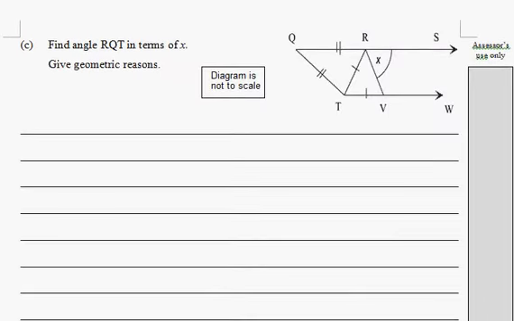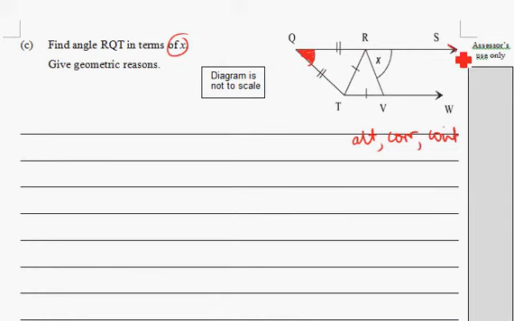Right, there's no numbers in this question. Once again, we've got parallel lines, so we need to be thinking about that. We need to be thinking about alternate, corresponding and co-interior. Find angle RQT, so we're looking for this one. We need to find that in terms of x, which just means that instead of using numbers, we're going to have to use a bit of algebra. We're going to have to use this angle here to get our way to this angle.